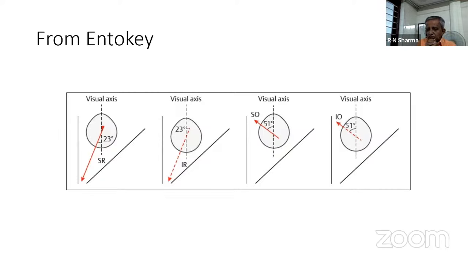Therefore, superior rectus will be an elevator. It will be an adductor. It will be an intorter. Why is it so? It is inserted at the anterior superior outer quadrant. Therefore, when it contracts, the anterior superior outer part will be turned medially, turned upward, and rotated towards the nose. The 12 o'clock meridian will be moved towards the nose.